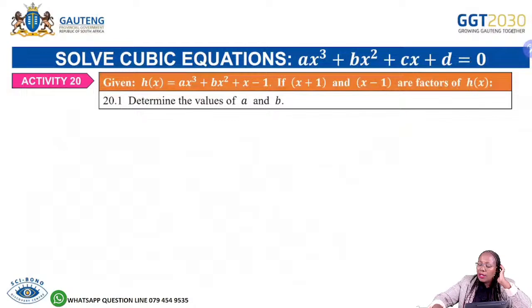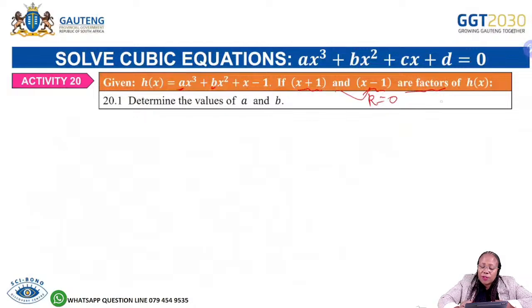All right, and then now with the next activity here, we are given h at x is ax cubed plus bx squared plus x minus 1. As you look at this grade 12, there are new unknowns now here, a and b. Remember, we are used to x and y, but we had now brought an a and b in this one. Let's see now. They say if x plus 1 and x minus 1 are the factors, they are telling us that they are factors. That means the remainder is 0 for both, because they are factors.